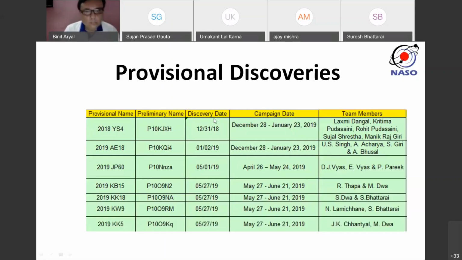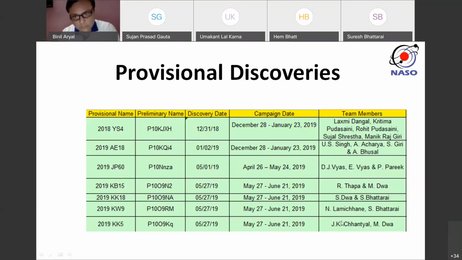These are the total provisional discoveries so far. You can see 2018 by students, and the 2018 IS4 is by the students of class 9 of Celebration School. The second one, 2019 AE18, is by the students of SOS school. Likewise, 2019 JP60 is by the Central Kendriya Vidyalaya of the Indian Embassy. And 2019 KV15 is by Austral Campus. Another one is by KCMIT, and from Chitwan, one of my colleagues, Neeraj Langachani, as well, and 2019 with teachers.